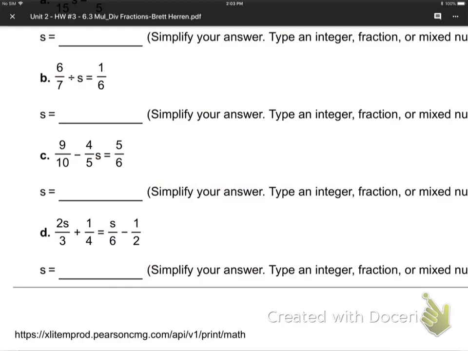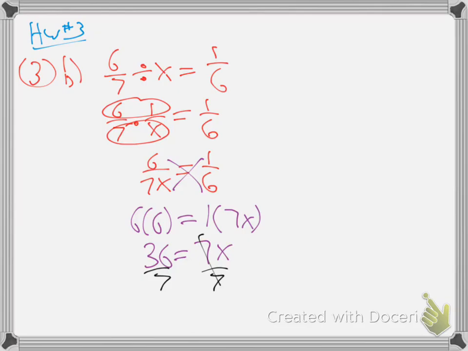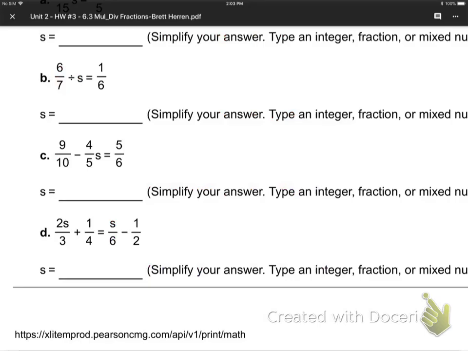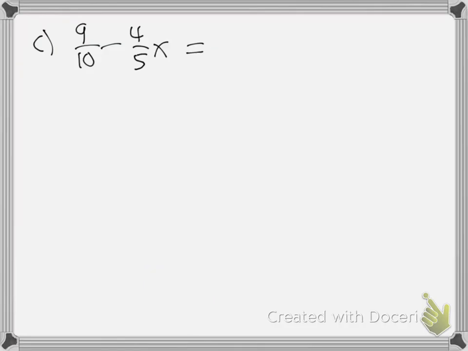Okay, let's do C. 9/10 minus 4/5 x equals 5/6. Okay. So, this is a hard one. So we're solving for x here. And this time it's a little different.